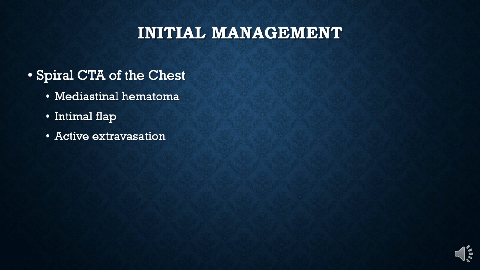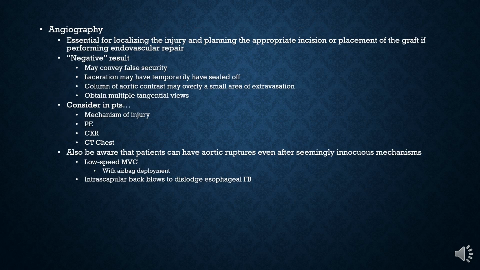Spiral CT of the chest: mediastinal hematoma could be shown, or there is an intimal flap of dissection, or there may be active extravasation which can be highlighted. Angiography is essential for localizing the injury and planning the appropriate incision, or the placement of the graft if performing endovascular repair. Negative results may convey a false security.